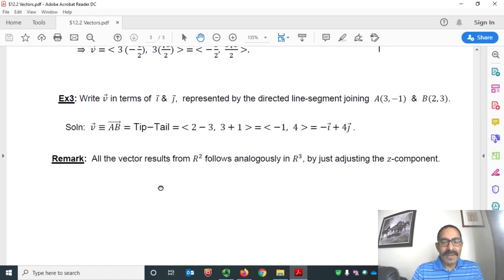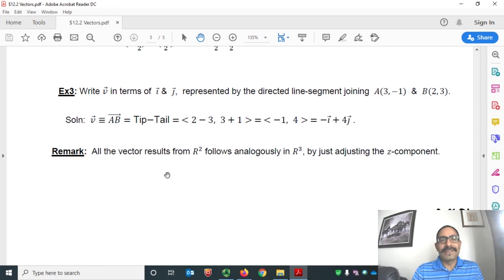Now the final remark: all the vector results from R2 follow analogously in the space R3 by just adjusting the z component. For example, we can write the vector v in terms of i, j, and k if you have a point here in 3D, that means with 3 components here.